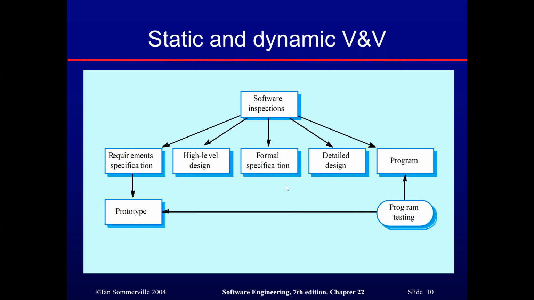So this diagram here nicely clarifies the different activities of the software process, where the software inspection and program testing, or in other words, static and dynamic verification methods can be used.